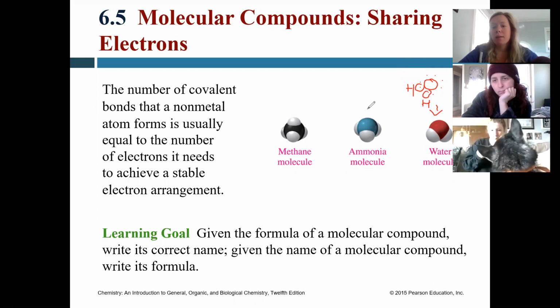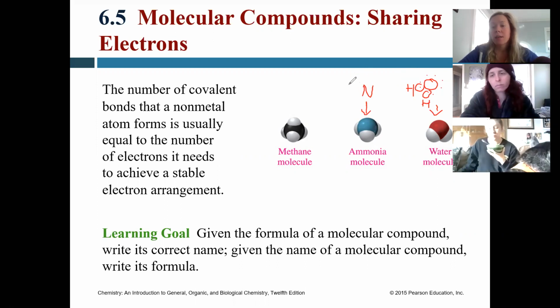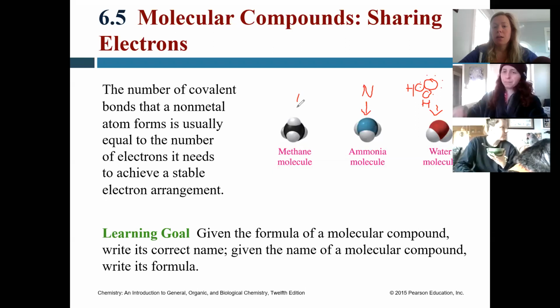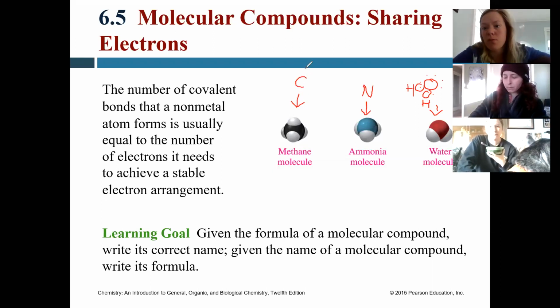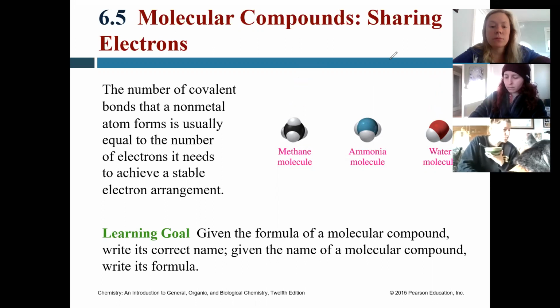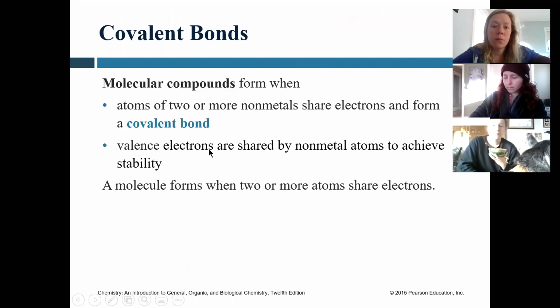Ammonia, this central atom is nitrogen. Nitrogen has 5 valence electrons, so it needs an additional 3. Here we've got carbon. Carbon has 4 valence electrons, so it needed an additional 4 to get it to that stable octet configuration.